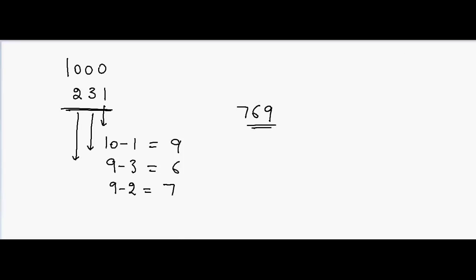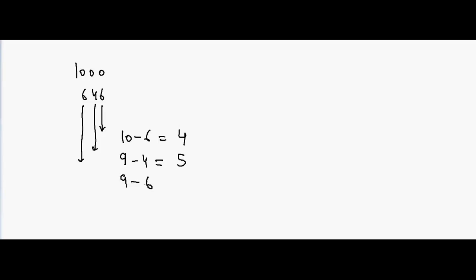Again, if I have 1000 minus 646, in that case I'll take the 6. 10 minus 6 is 4, then I'll take the 4, so 9 minus 4 is equal to 5, and then I take the 6, so 9 minus 6 is equal to 3, so the answer is 354. So this method can be very helpful if we are in an exam or day-to-day calculation.